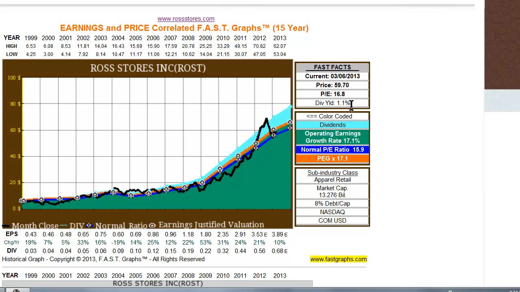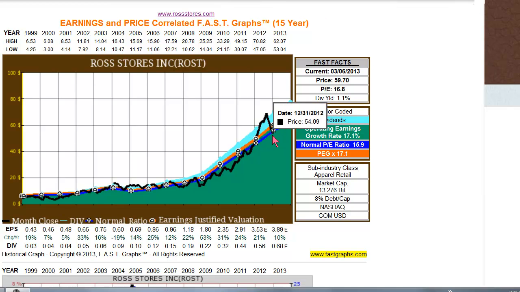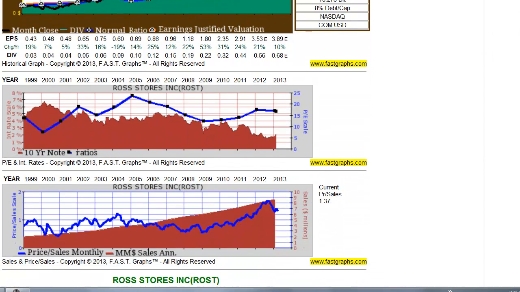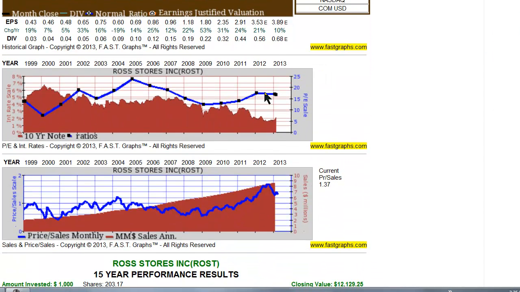The company has a 1.1% current dividend yield, only has 8% debt to capital, which indicates that it has a very healthy financial situation. As a result of its current price being below the orange line, I would argue that ROST stores is currently undervalued. And utilizing other valuation metrics, you can see that from a standpoint of a historical PE ratio, this is a relatively low normal PE ratio that ROST stores has traded at. And this graph shows price to sales, and we can see that with price to sales at 1.37, that's a reasonable price to sales ratio for the company based on its historical price to sales ratio.